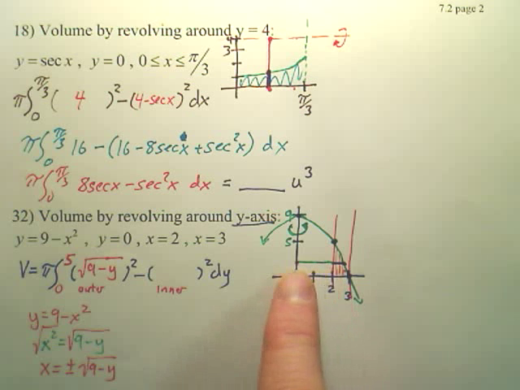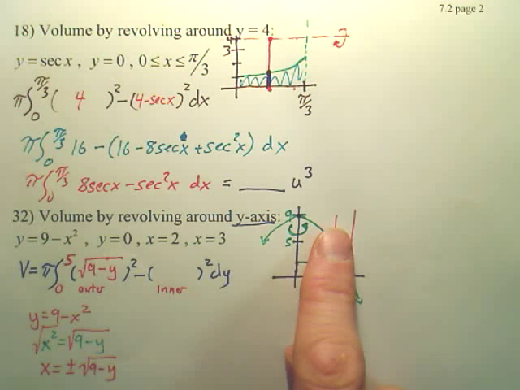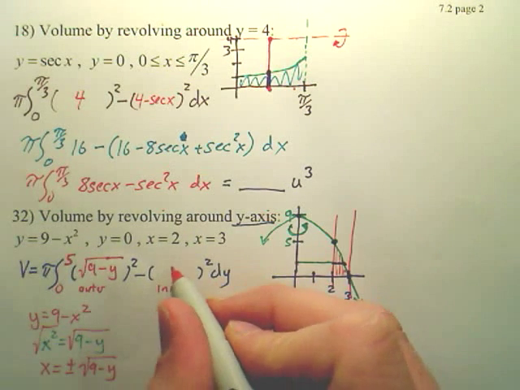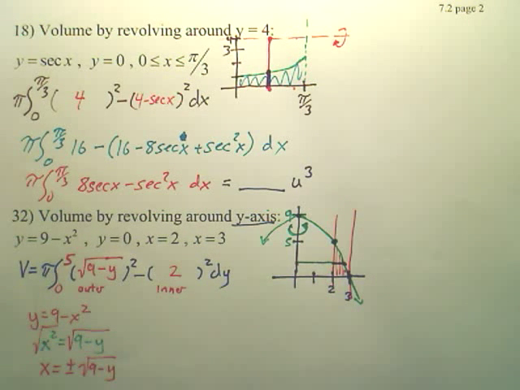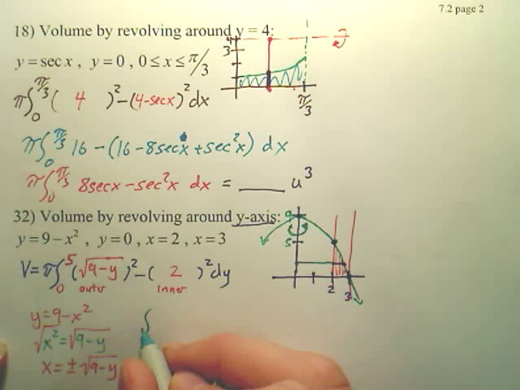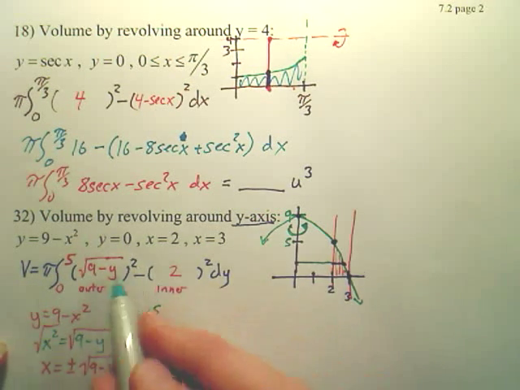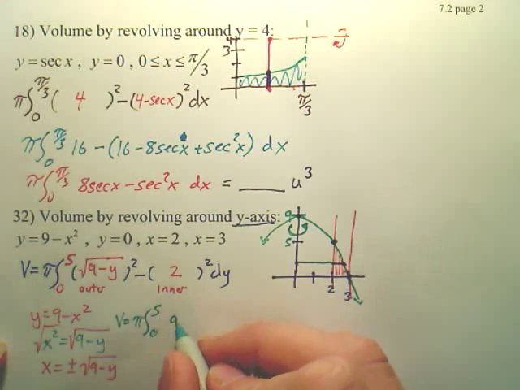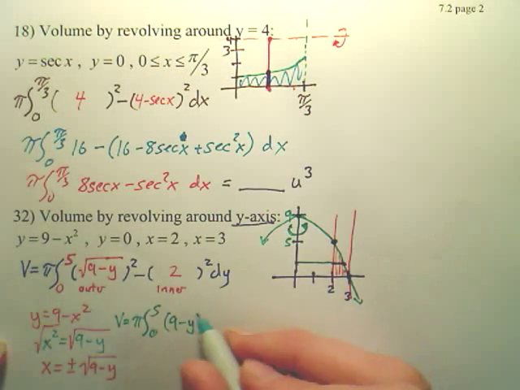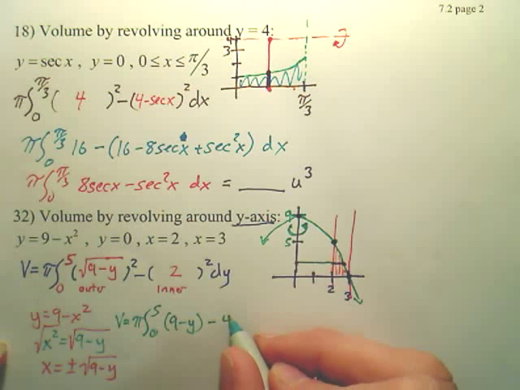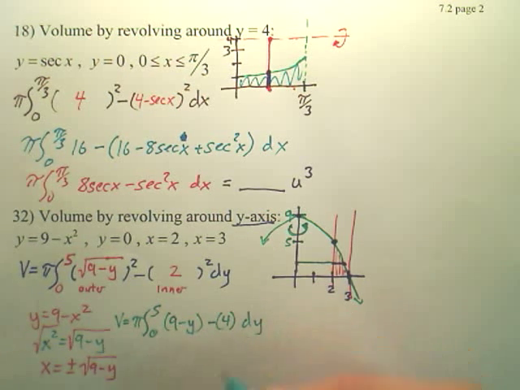Now the inner length. What's the inner length? Isn't it just 2? And is it always 2? This one actually we could do pretty easily probably. Put the pi out front. Volume equals integral from 0 to 5. When you square a square root, doesn't that just become 9 minus y? And then 2 squared is 4. Yeah, let's finish this one. This one looks doable.